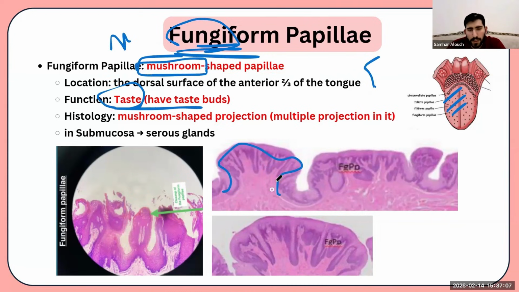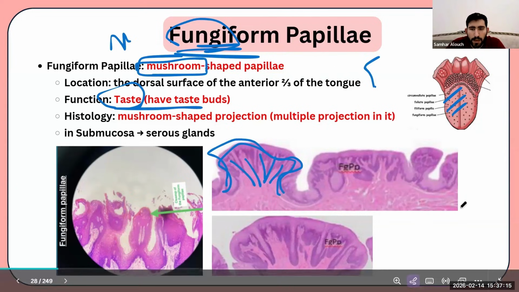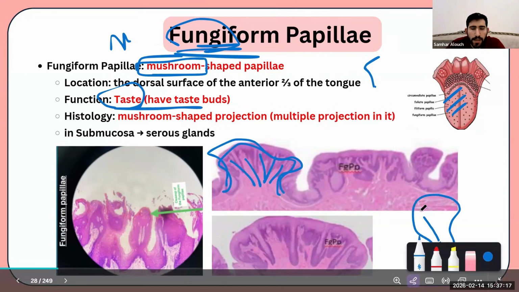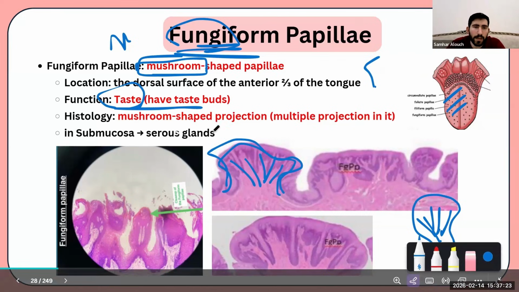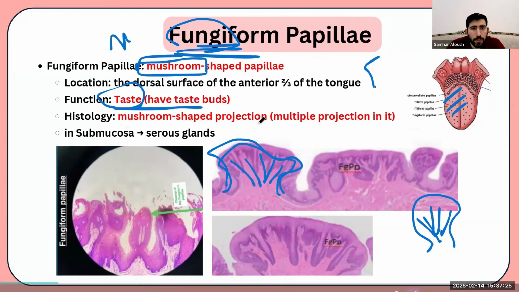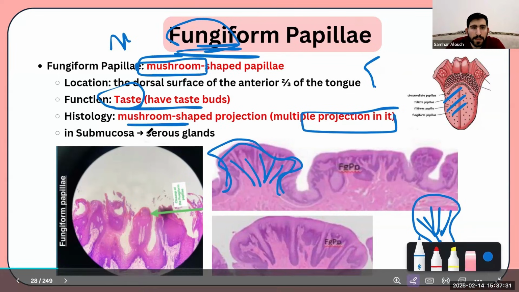Now, how do you see it in histology? It's like a mushroom. And inside the mushroom, there are multiple roots and projections. Yani, if you see a mushroom like this with only one, that's usually not fungiform. We will talk about it later. But if it has multiple projections, that's fungiform papillae. So it's mushroom-shaped with multiple projections inside it. Under it, there is a serous gland.